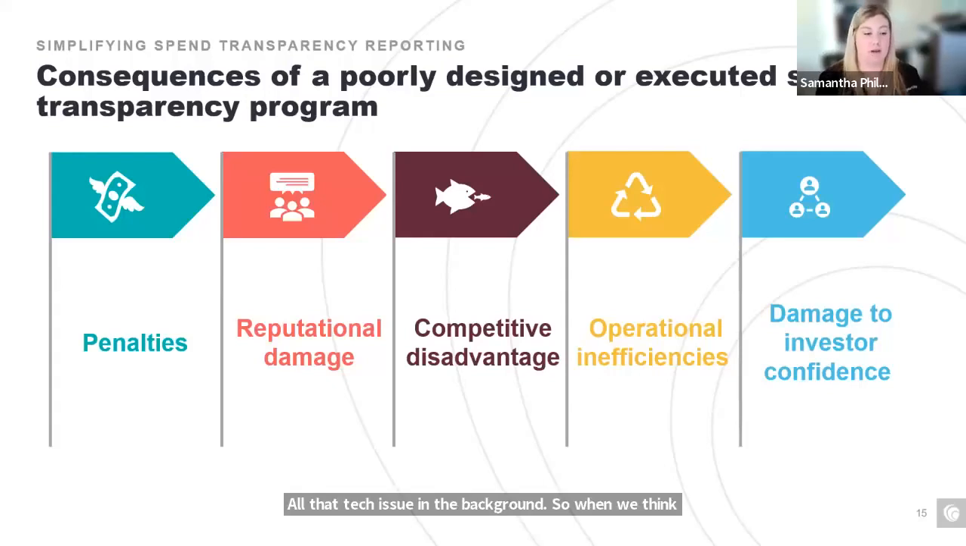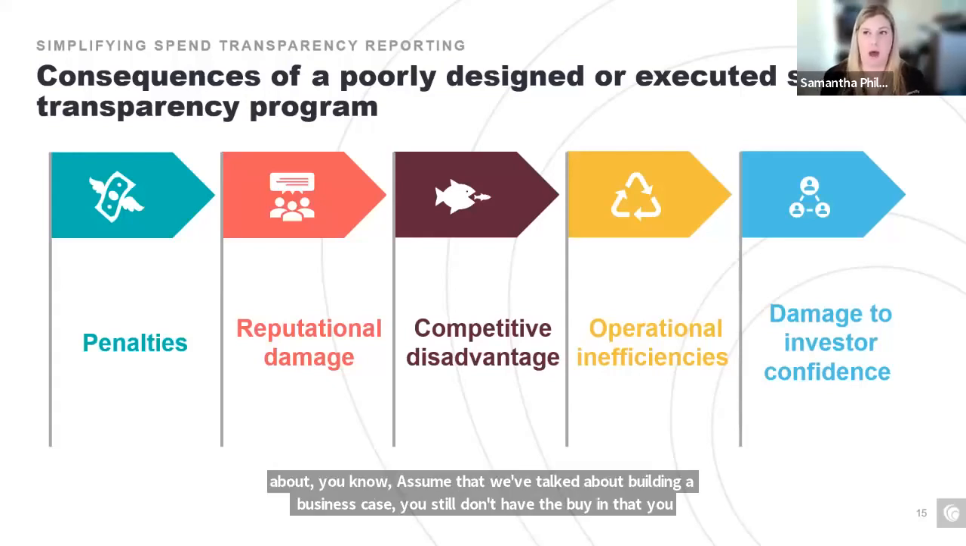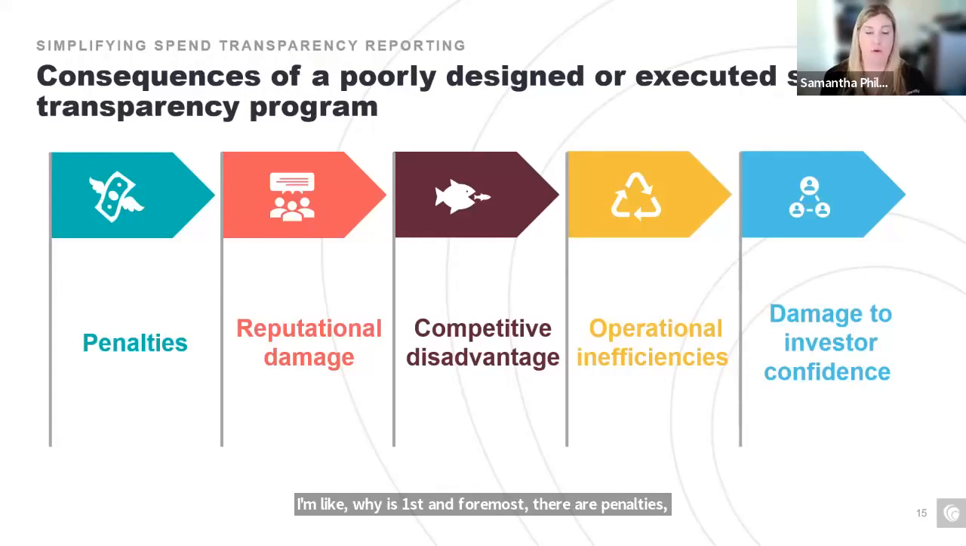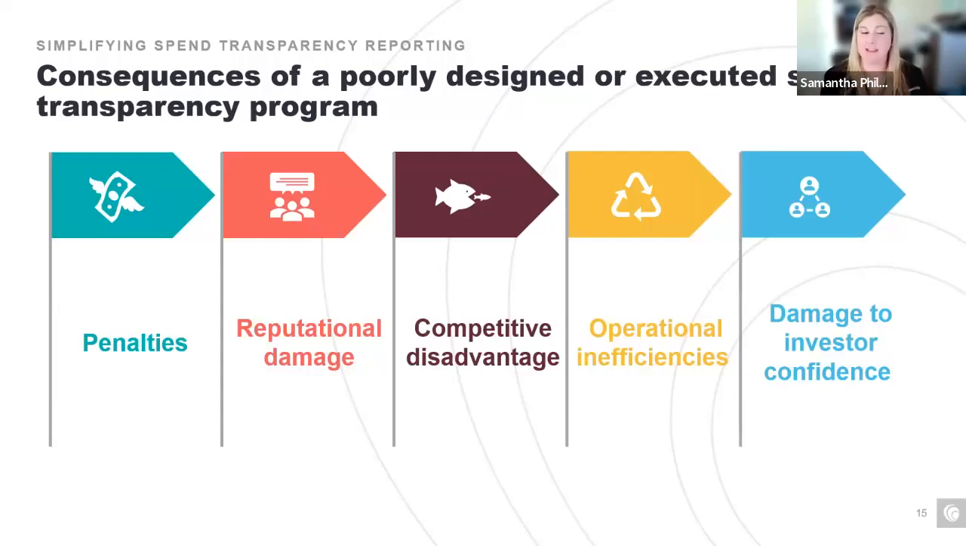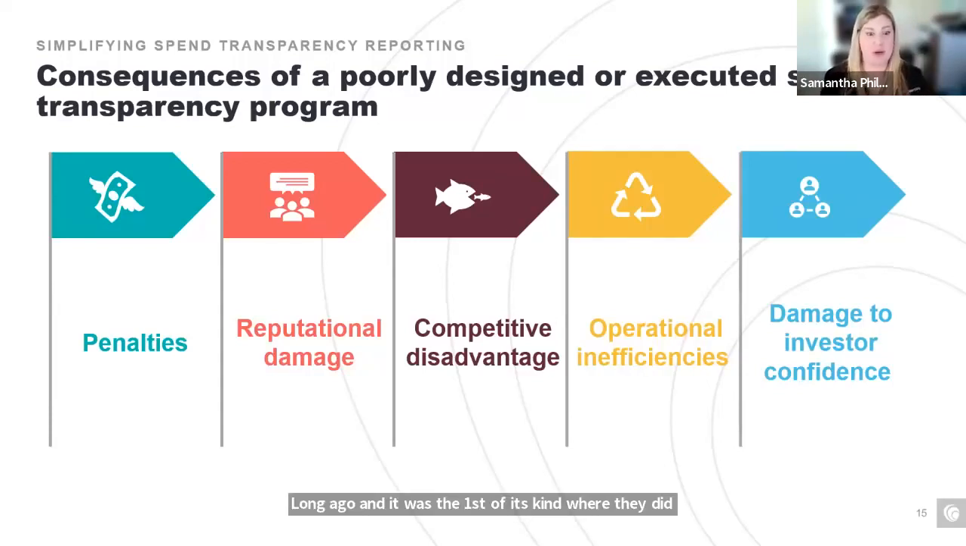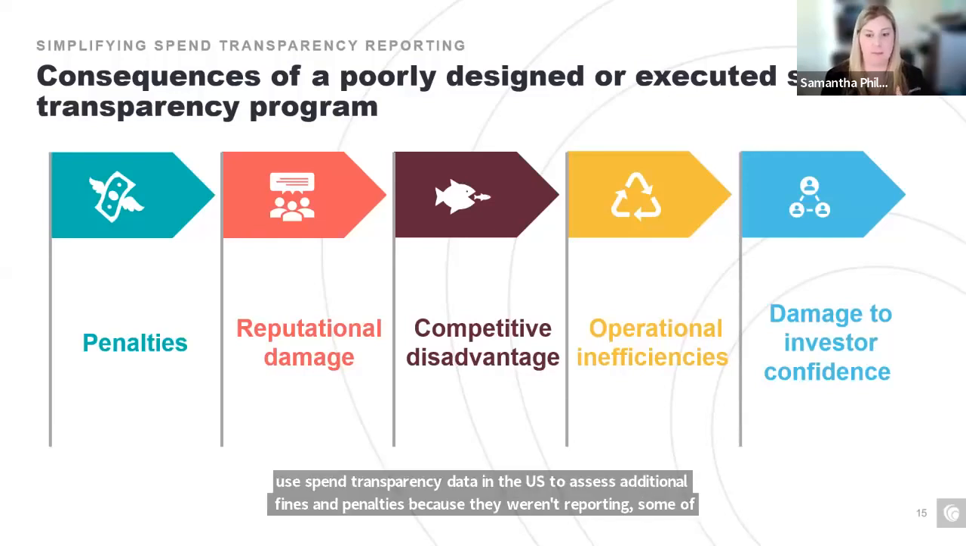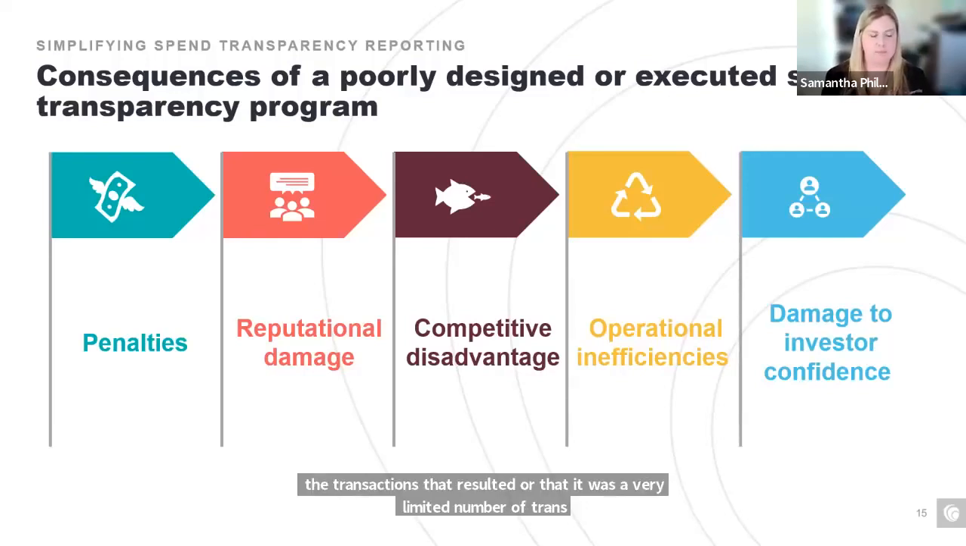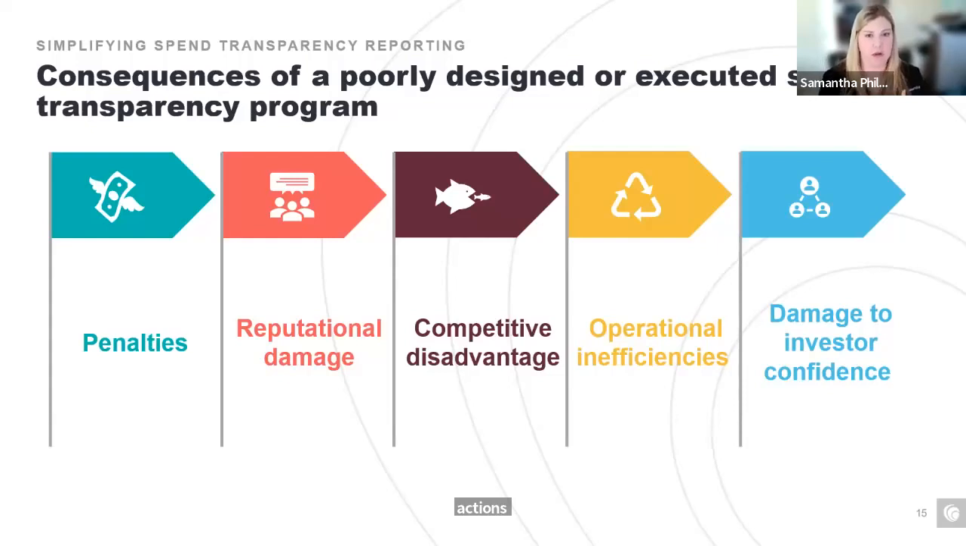First and foremost, there are penalties, right? There was a settlement with Medtronic not too long ago, and it was the first of its kind where they did use spend transparency data in the US to assess additional fines and penalties because they weren't reporting some of the transactions that were related to a broader investigation. It was a very limited number of transactions that were missing, which was very interesting, but they still faced pretty significant penalties in that respect. So it is something that is very real, and we know the government is starting to really dig into this data.